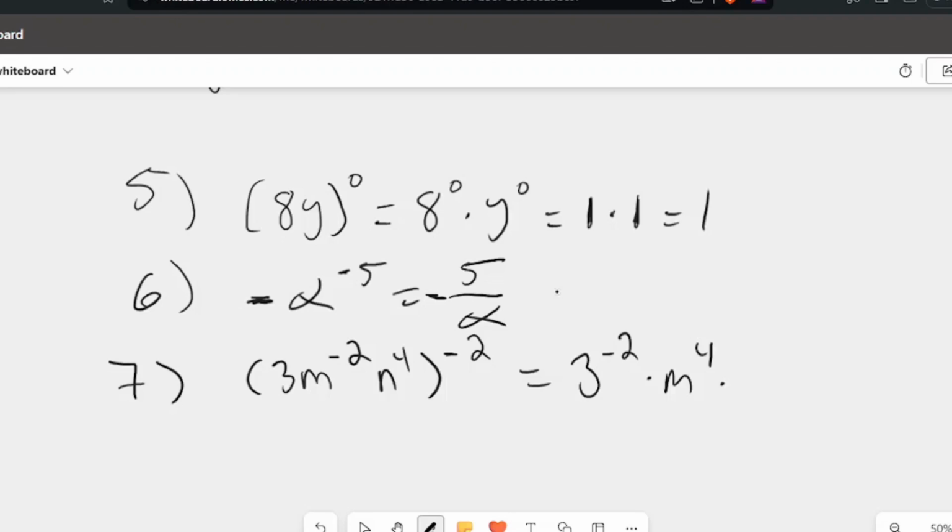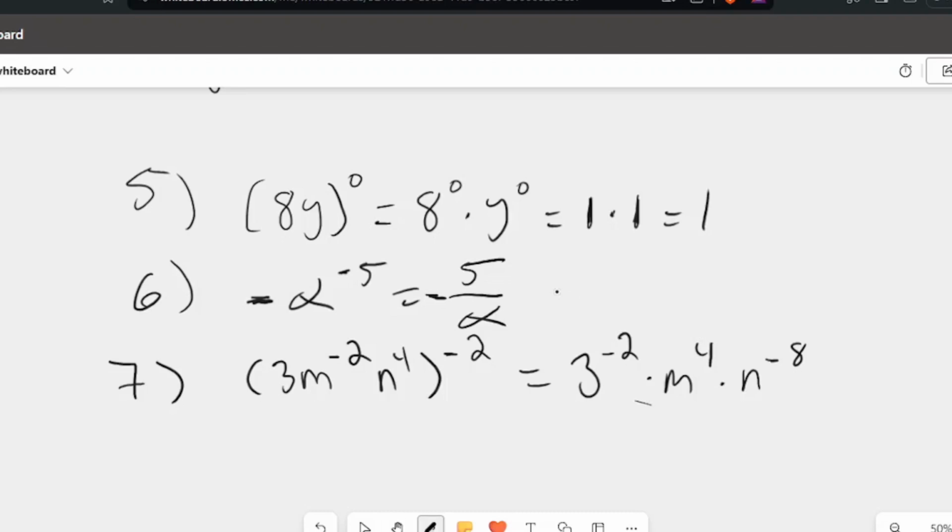Which, what do you call it? Negative 2 times 4, this would be negative 8, because again, we're taking that and multiplying each little value.